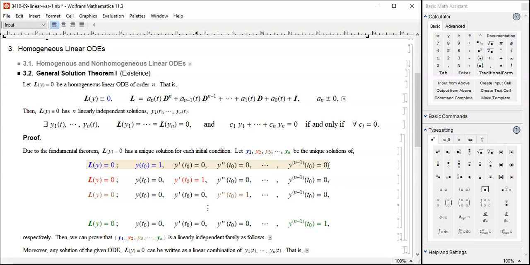Look at y2, same ODE, but look at the IC. The first derivative is 1, everything else is all 0. Look at the third IC, same ODE, yes, but the second derivative is 1, everything else is 0. And continue all the way over to the last. Same ODE, all 0, but the n minus first derivative, the last derivative, is 1.